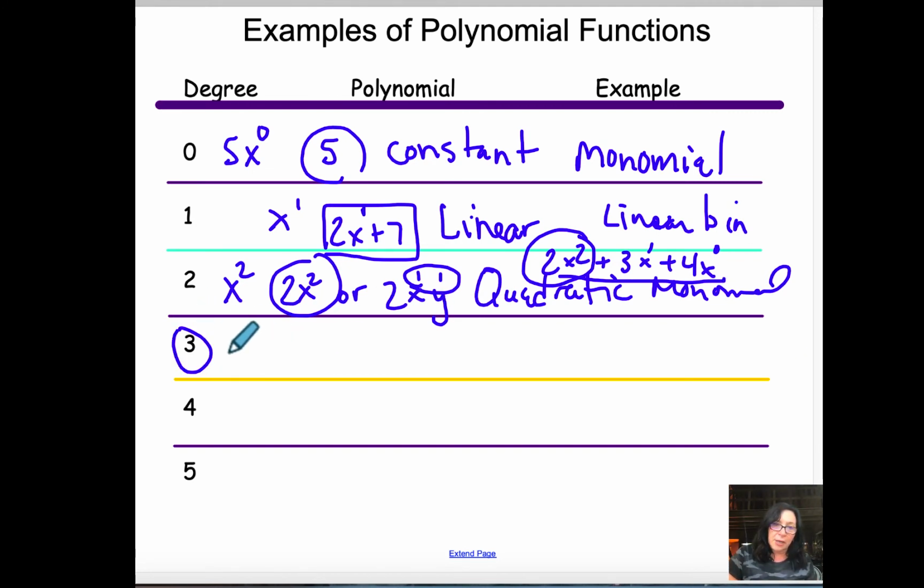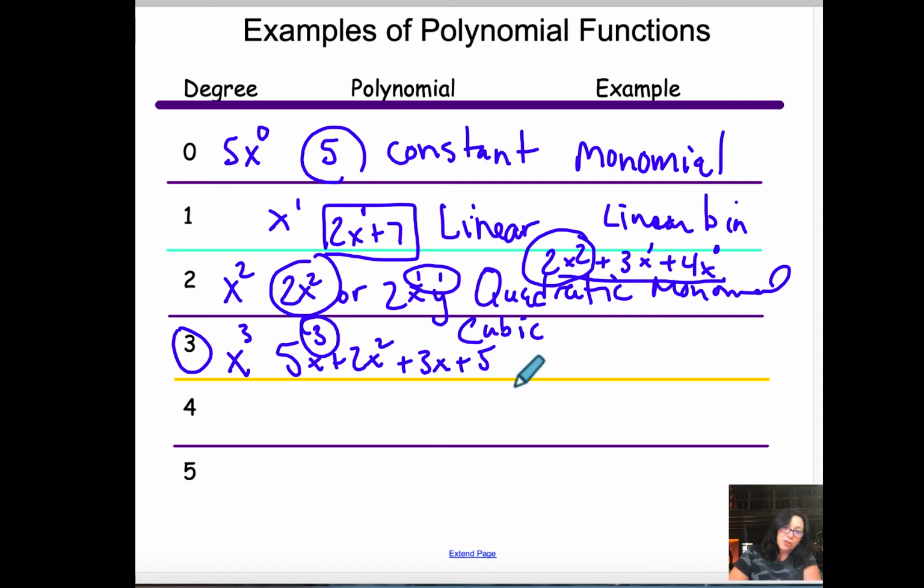A third degree power, like x to the 3rd power, you could say 5x cubed plus 2x squared plus 3x plus 5, that's a cubic. See this 3rd power here? That's called a cubic. All right? And so because I have 4 terms and we don't have a name for a 4-term polynomial, we call it a 4-term cubic. However, if I got rid of, let's say, 2 of these terms, it would still be a cubic because the 3 is the highest power, but because it has 2 terms, it'd be a cubic binomial.